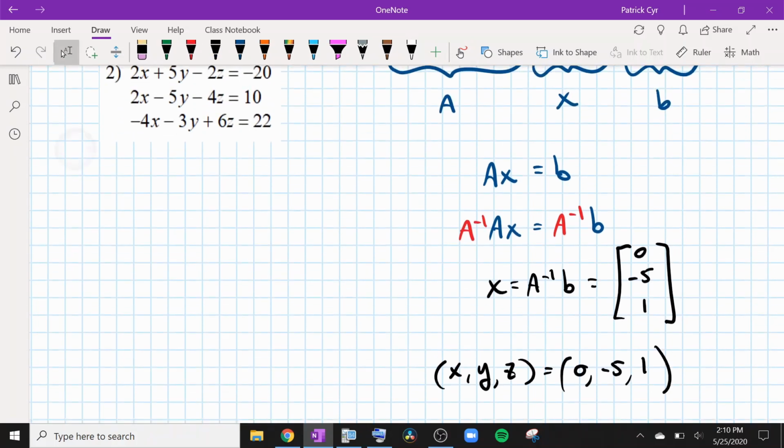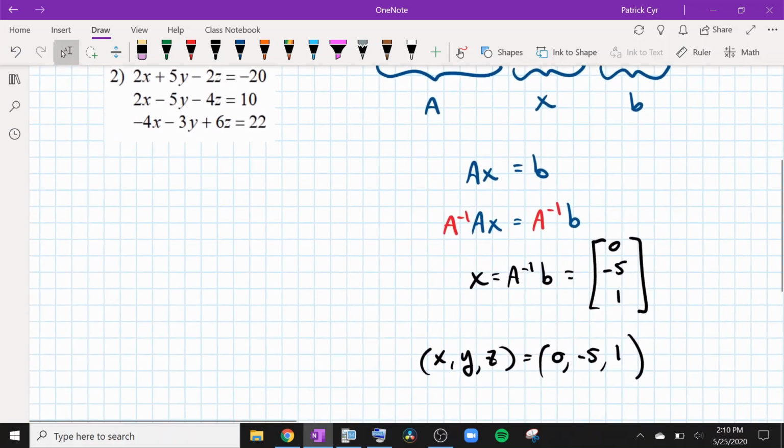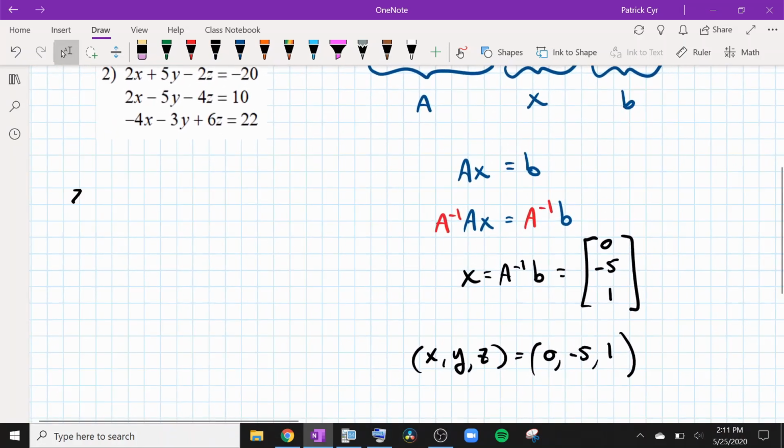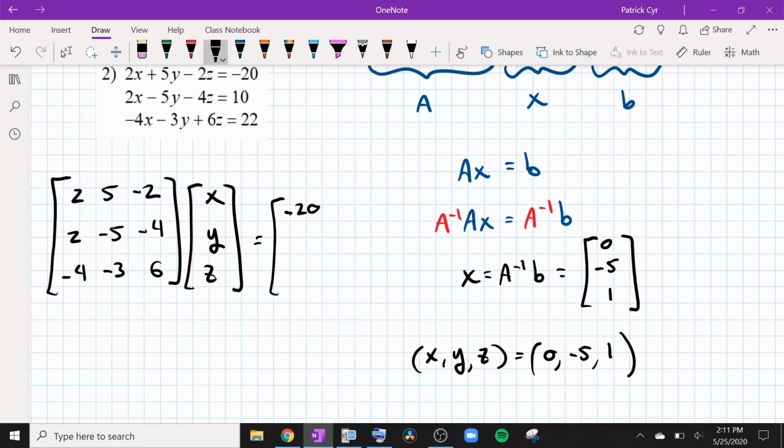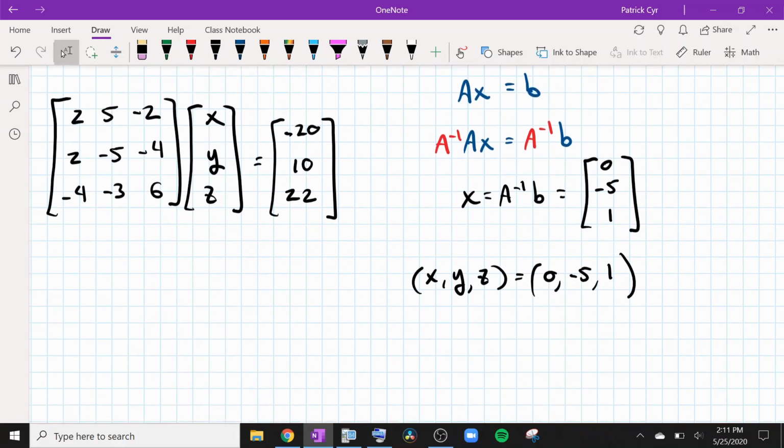Okay? And let's wrap up problem set 2 by going through question 2. The matrix with rows 2, 5, negative 2; 2, negative 5, negative 4; negative 4, negative 3, positive 6, times X, Y, Z is equal to negative 20, 10, 22. So the solution here, like it was in the last question, X, which is going to be a 3 by 1 matrix, is the inverse of A times B.